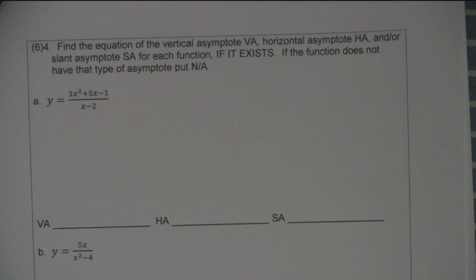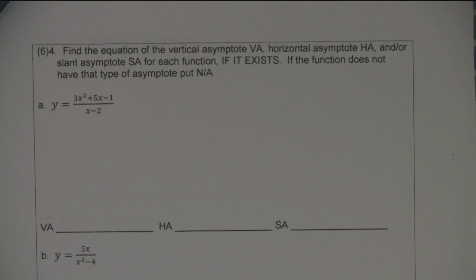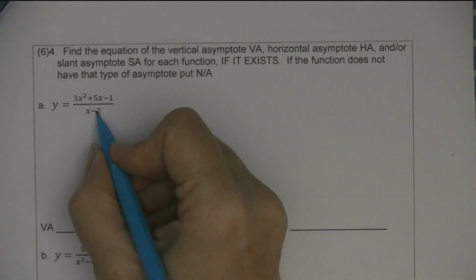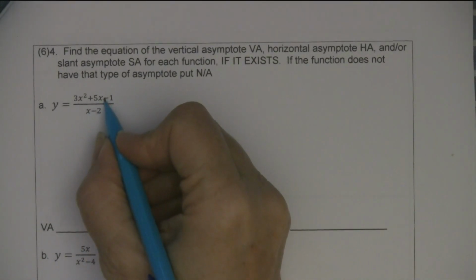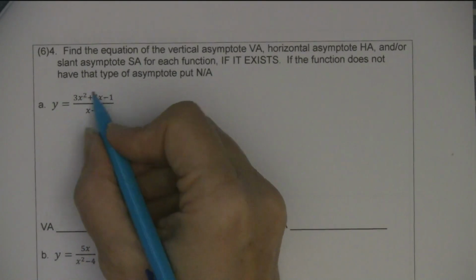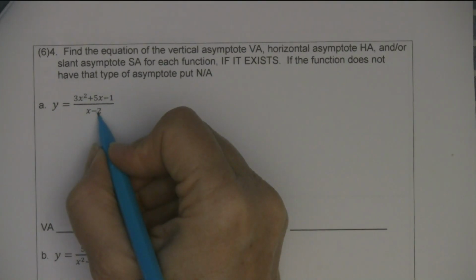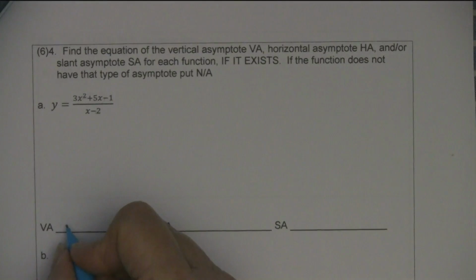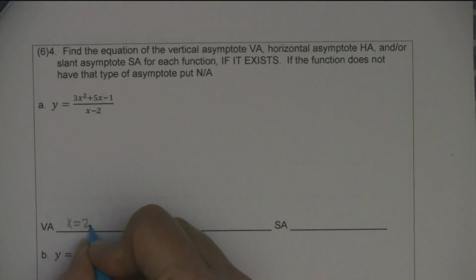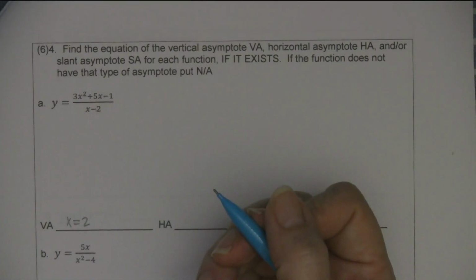Then here they asked me to find the slant asymptote, or the vertical asymptote, or the horizontal asymptote. I can tell that this is not going to factor and have an x minus 2, so that tells me there is a vertical asymptote. It's at x equals 2, where the denominator is 0.